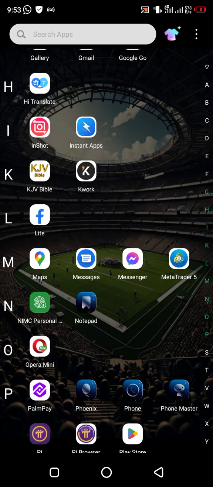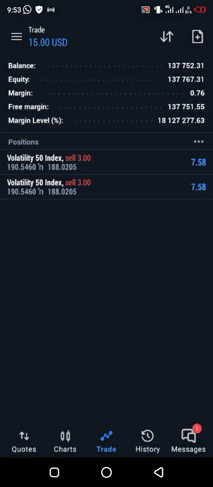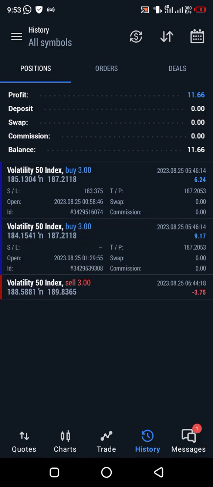So good morning guys, let's go back to where we stopped yesterday. After placing those two trades on VIX 50, let's see what came out from those trades. So I think let's go to our history. Like you can see, the two buy trades got to TP.